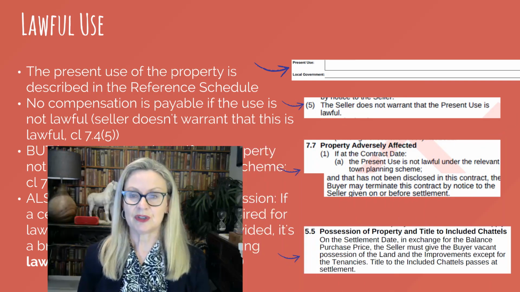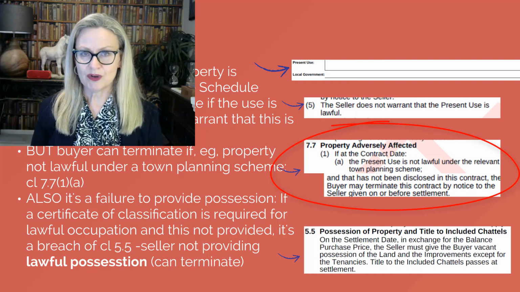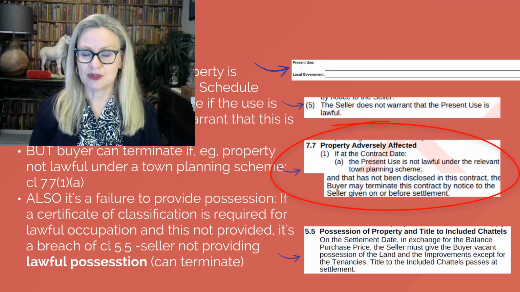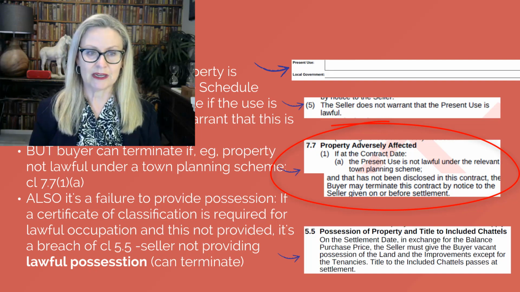However, we did note that under the provision dealing with property adversely affected, even though the seller hasn't warranted that the present use is lawful and so no compensation is payable, nevertheless the buyer can terminate under clause 7.7 of the REIQ standard terms in the Houses and Land contract, and I've given you a little screenshot of that there. So if at the contract date the present use is not lawful and that hasn't been disclosed, the buyer can terminate.